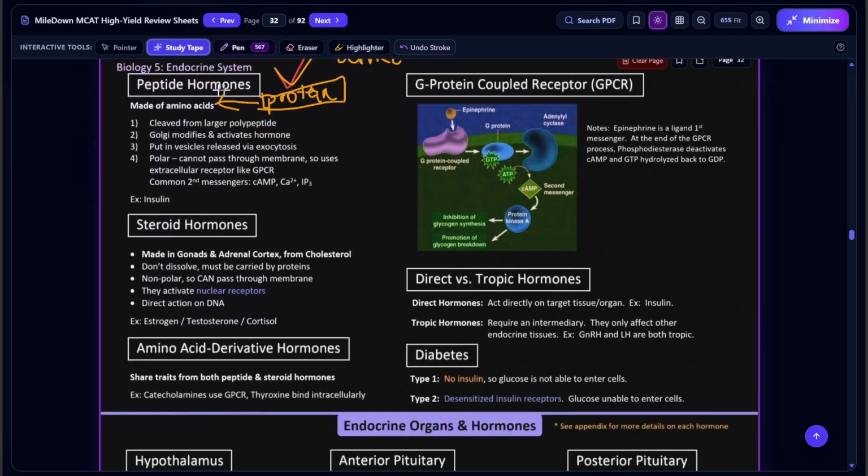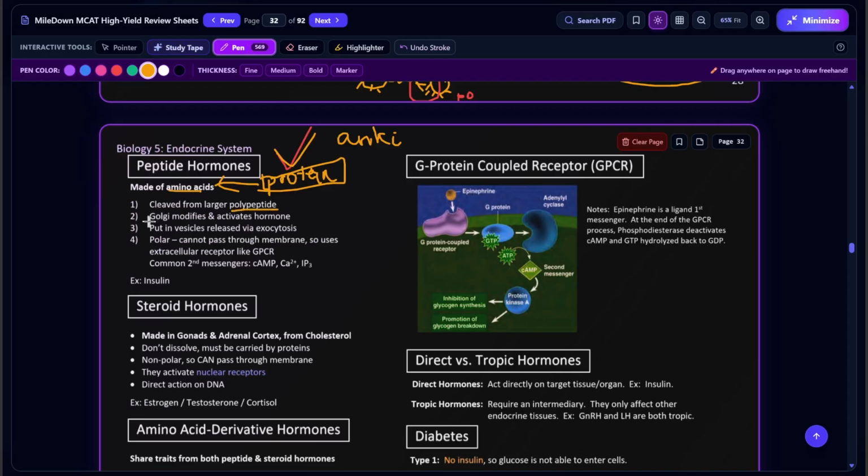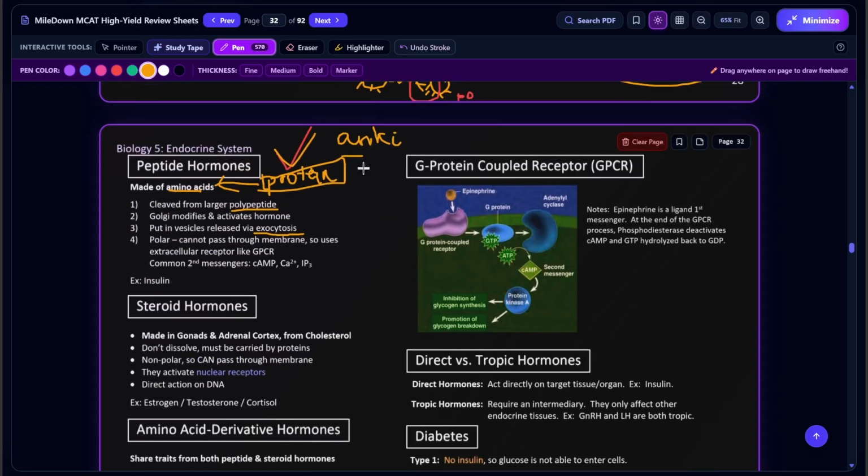Peptide hormones are made of amino acids, cleaved from a larger polypeptide. Then maybe I will have to go over what an amino acid is and what a polypeptide is. The Golgi modifies and activates the hormone, which is put in vesicles and released via exocytosis, so I have to go over that as well, a little bit about cellular transportation. Polar molecules cannot pass through the membrane, so they use extracellular receptors. I'll go over peptide hormones in a second.